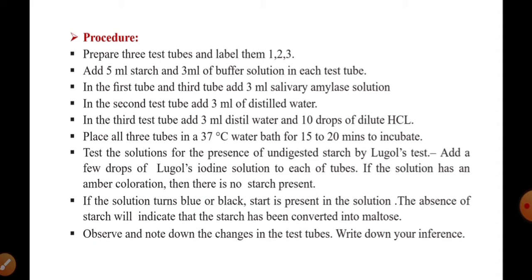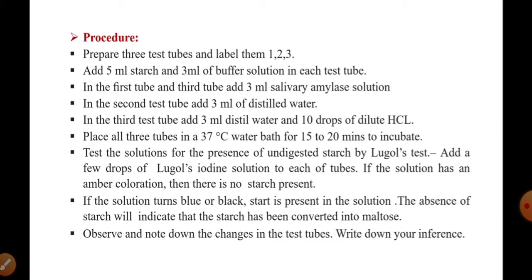Now in the third test tube, we add an extra material. We add 10 drops of dilute HCl. So only in the third test tube we are adding 10 drops of dilute HCl, that is hydrochloric acid. Now what do we have to do? We have to place all the 3 test tubes at an optimum temperature of 37 degrees Celsius for 15 to 20 minutes. And we have to leave it like that to get incubated.